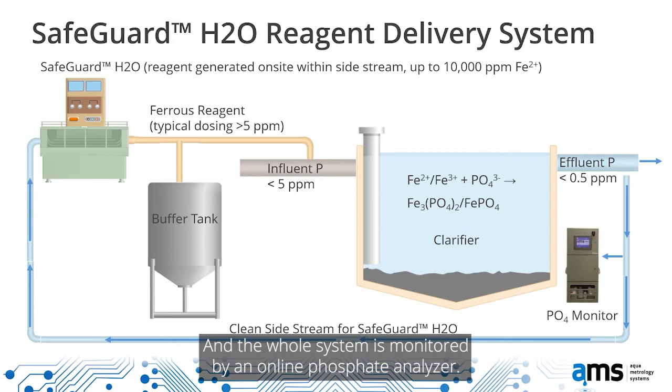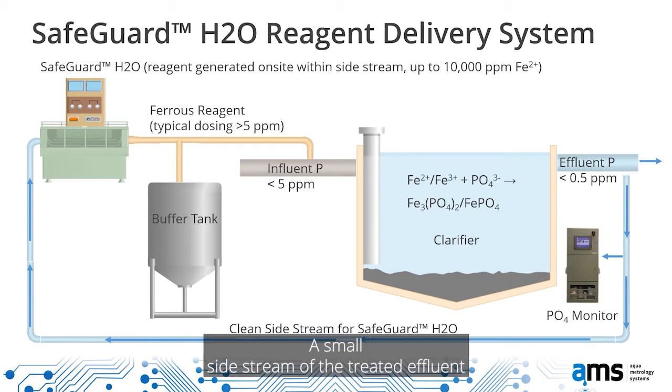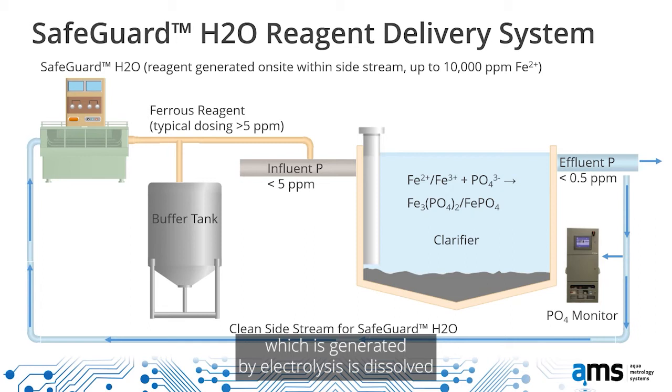And the whole system is monitored by an online phosphate analyzer. A small side stream of the treated effluent is then recycled into the generator, into which the concentrated iron, which is generated by electrolysis, is dissolved before the cycle repeats itself.